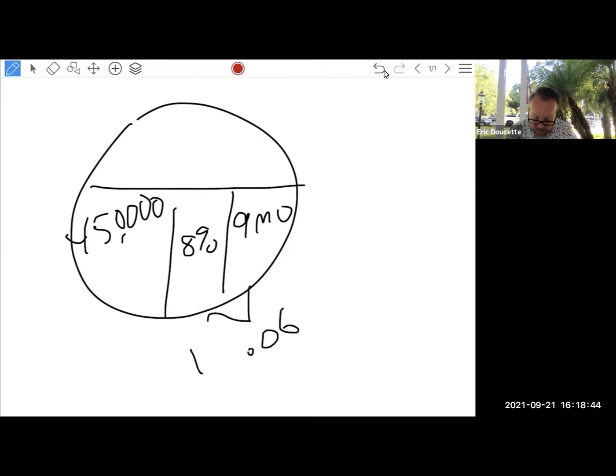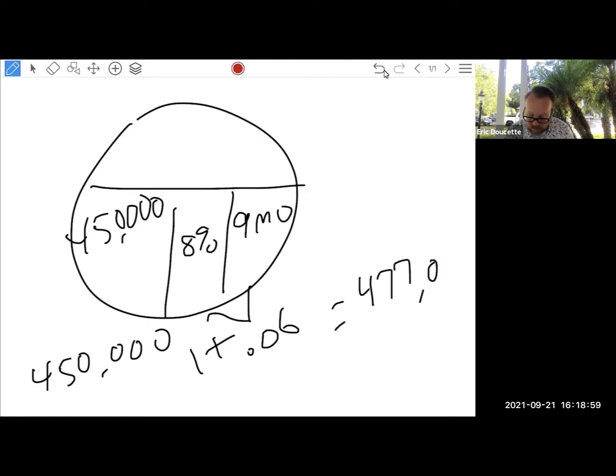And then I'm going to add plus 1 to that. And then I'm going to multiply that by 450,000. So 450,000 times 1.06 equals 477,000. That's your answer. That's how much the maturity value of this is going to be. They're going to put money in for 450,000, 8% interest for 9 months, and they're going to have 477,000 at the end of that 9 months. So that's how to use the maturity value formula in figuring the loan itself.